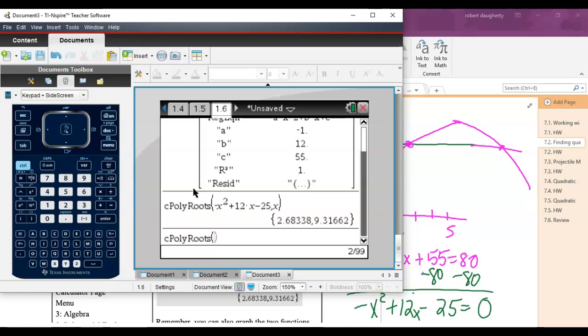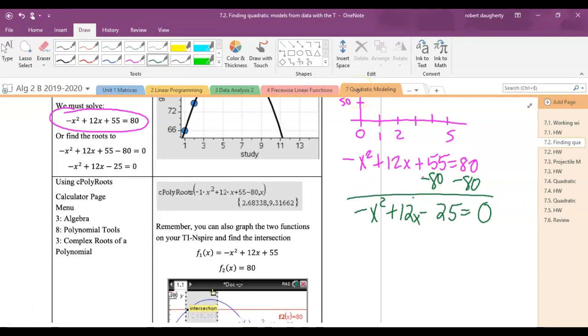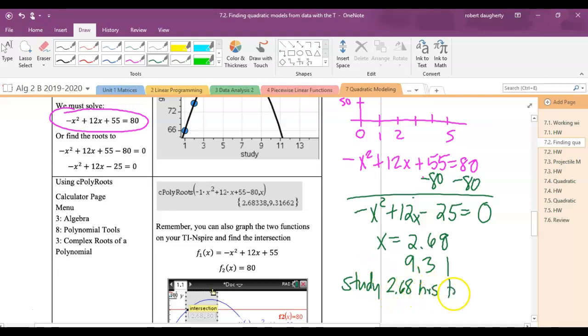So what does this tell me? I got 2.68 and 9.31. So x is, so what does that tell me? The minimum amount of time I need to study to make, what was it they want to be making, 80, is 2.68 hours. So I need to study 2.68 hours to make an 80.